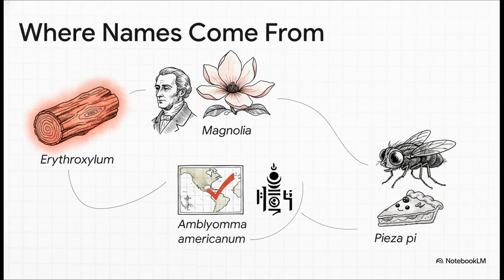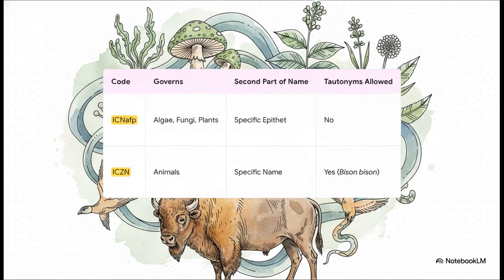You gotta love that. Now, there are actual rule books for all this stuff, different international codes for plants and animals, and they have some interesting little differences. For example, the rulebook for plants, fungi, and algae says the two names can't be exactly the same, but the animal rulebook totally allows it. And that's how we get some awesome repetitive names like Bison bison for the American bison.